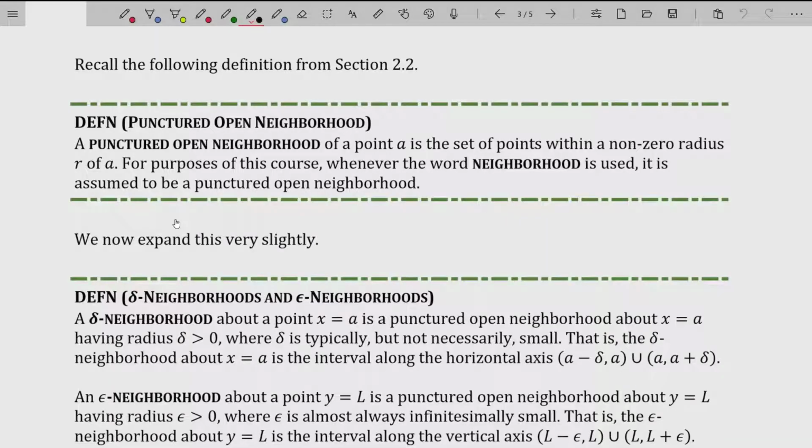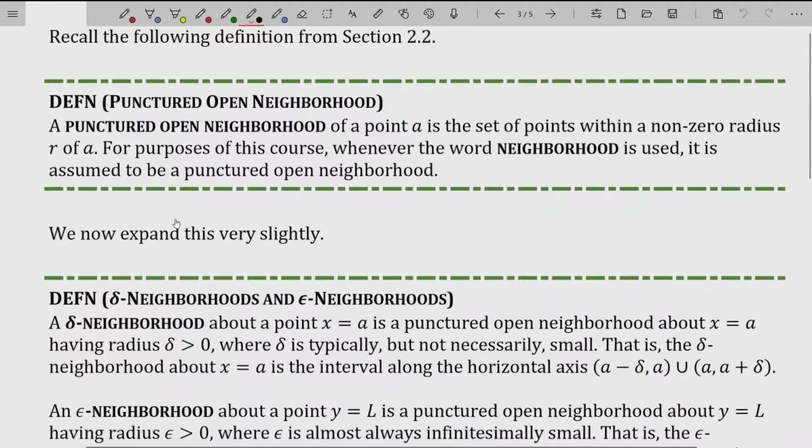Now, if you're learning out of the Stewart Calculus textbook, then in section 2.2, you likely ran into a definition sort of like this. I'm a little more rigorous with my definitions, not more rigorous than Stewart himself was, but I will say that I do use some definitions that are likely a little higher level, but they're important. So in this case, I'm going to define a punctured open neighborhood.